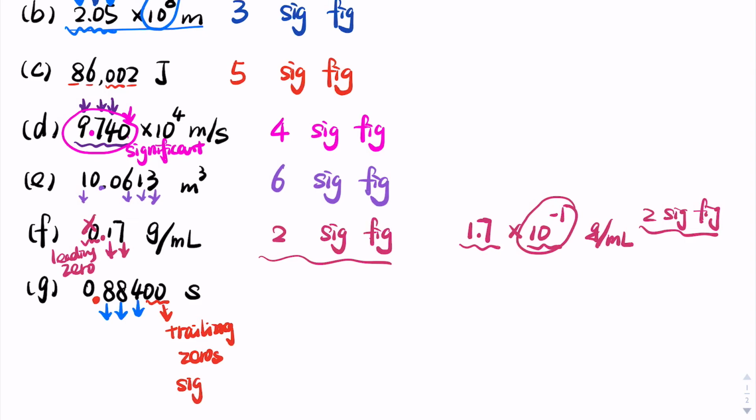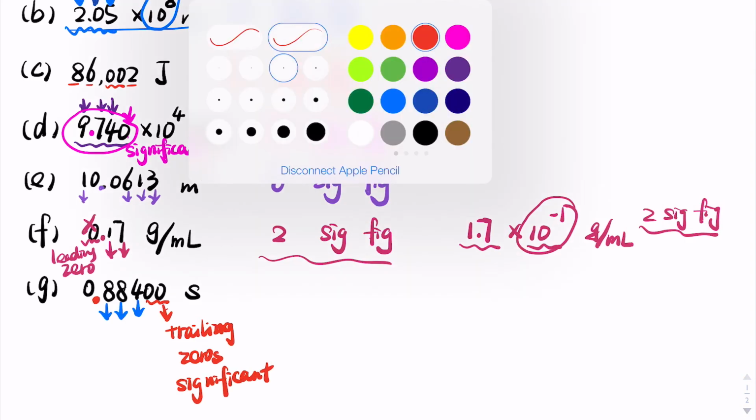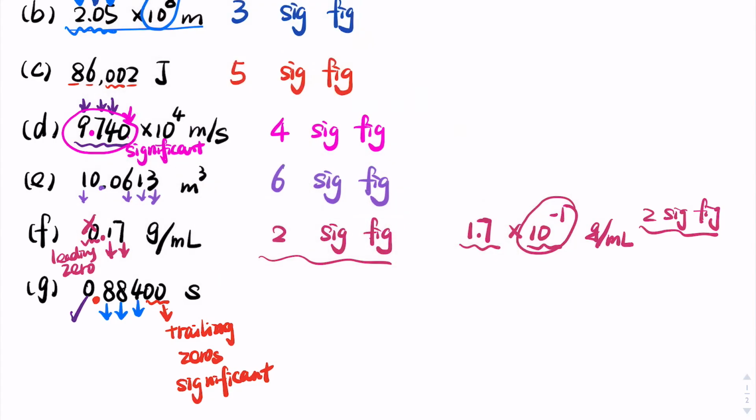And then the zero up front, right over here, is what we call the leading zero, which is not significant. So in this measurement, 88400, those are the significant figures. I have 5 sig figs in this measurement.